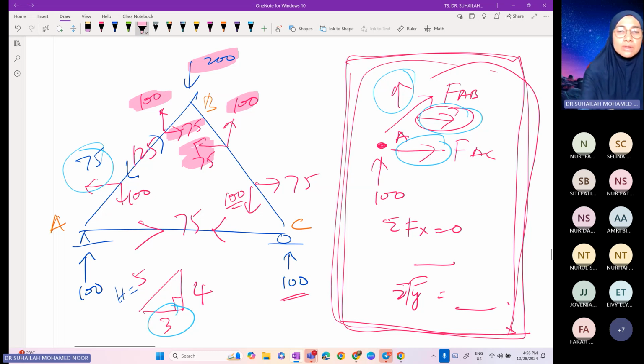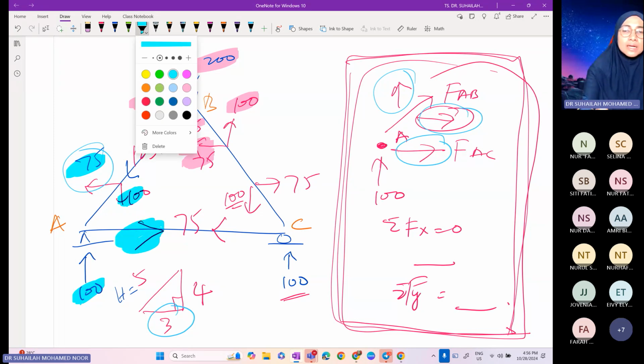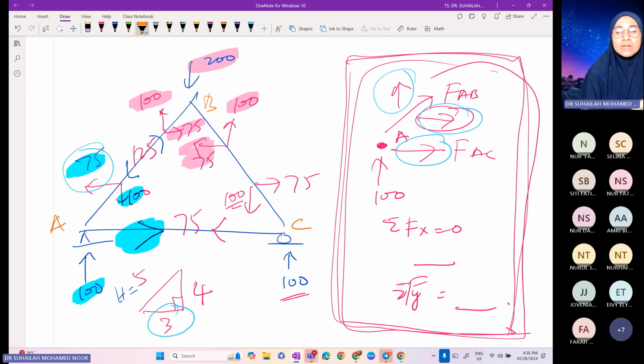Okay, so setiap joint tu kena check. Sama juga dekat A. Dekat A, 100 positif, 100 negatif dapat kosong. 75 negatif, 75 positif dah dapat kosong. Sama juga dekat C ya. Okay, so dekat C pun sama. 100 ke bawah, 100 negatif, ada 100 positif. And 75 kanan, ada 75 kiri.